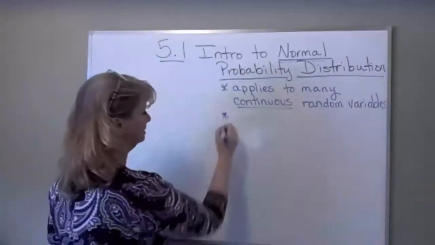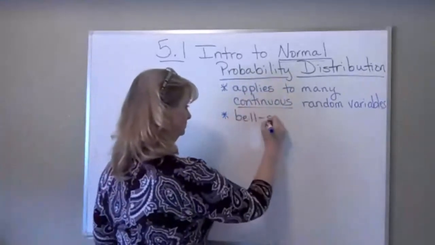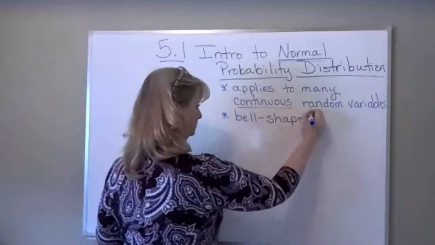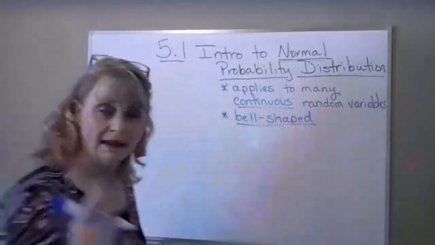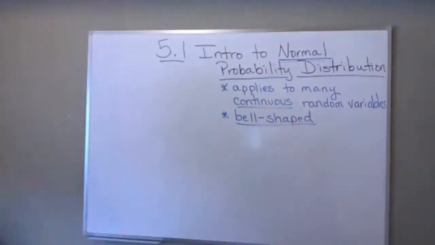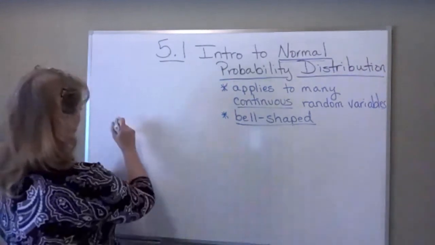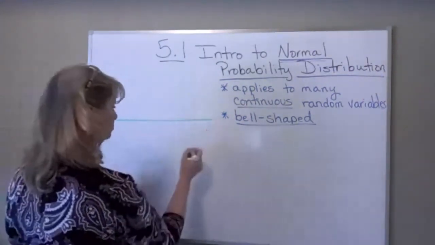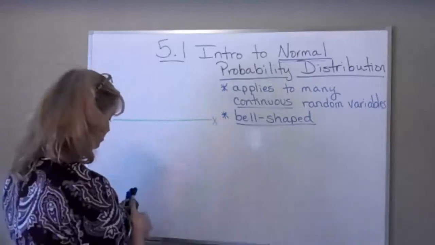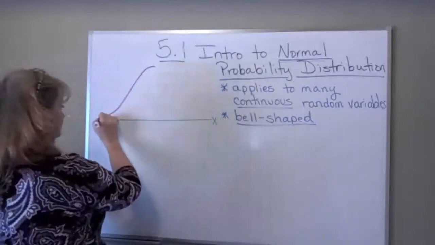Okay, another thing about it, it is a bell-shaped distribution. That's important. If it's bell-shaped, remember we already know something about bell-shaped distributions. You may recall before we talked about bell-shaped probability distributions when we talked about the empirical rule. So if we have our data values here, a bell-shaped distribution, remember, looks something like this.